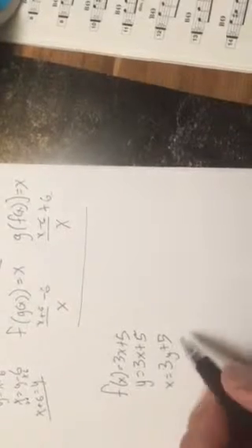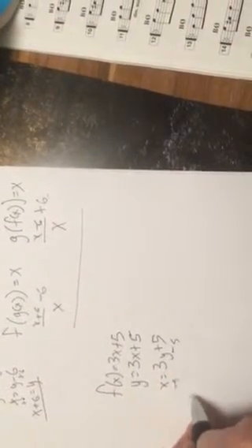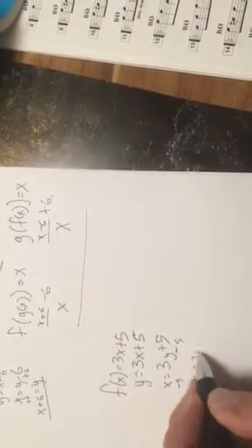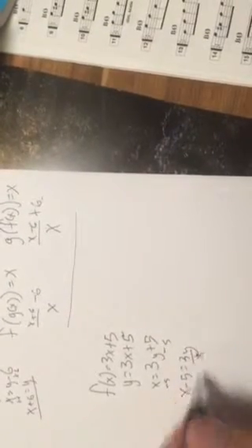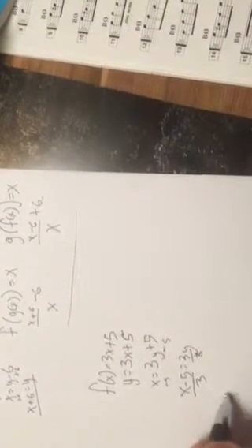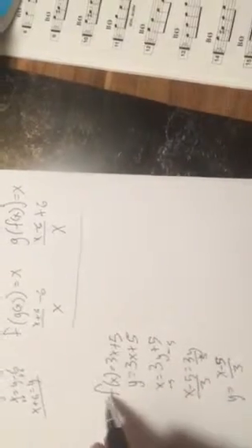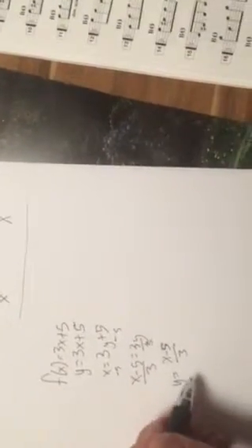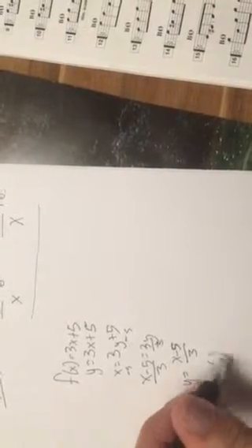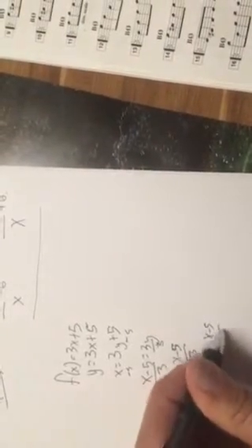Get y all alone. So subtract 5 from both sides. Divide by 3. And notice I have y equals x minus 5 over 3. That's the inverse of f of x. So I can say f inverse of x is x minus 5 over 3.